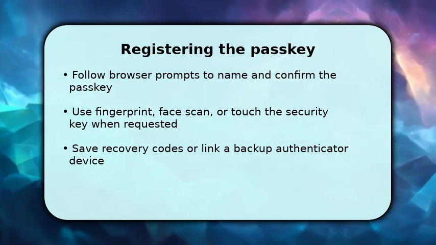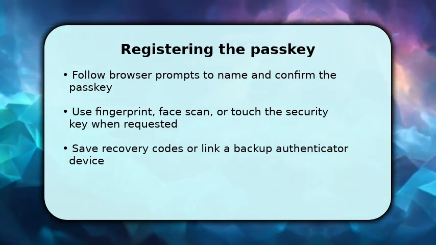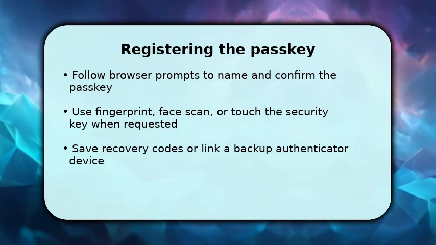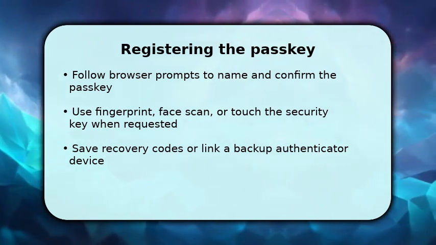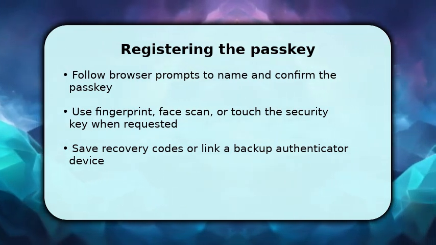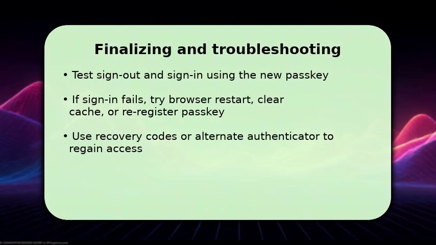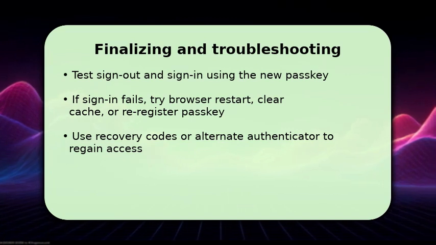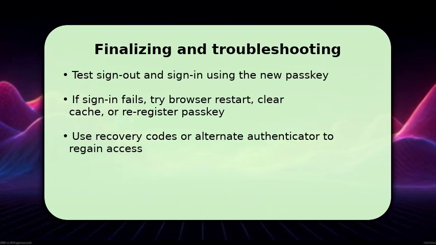Make sure to add a backup authenticator or save recovery codes immediately in a secure place. This prevents lockout if you lose the primary device. Finish registration and tests. You should now sign out and sign back in to confirm the passkey is active. Choose the passkey option at login and authenticate with your biometric or key.